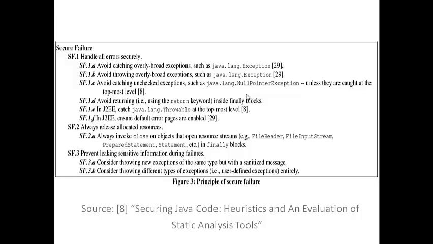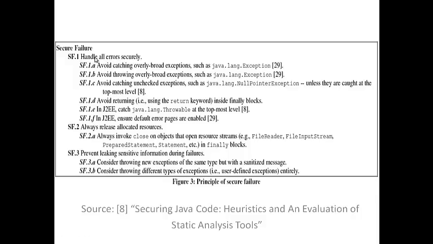Next, let's talk about a part of the taxonomy that is specified by the authors in this paper. Even when an application is about to throw an error, there needs to be a secure way to handle it. They call it secure failure. Let's talk about SF1A in detail, for example.